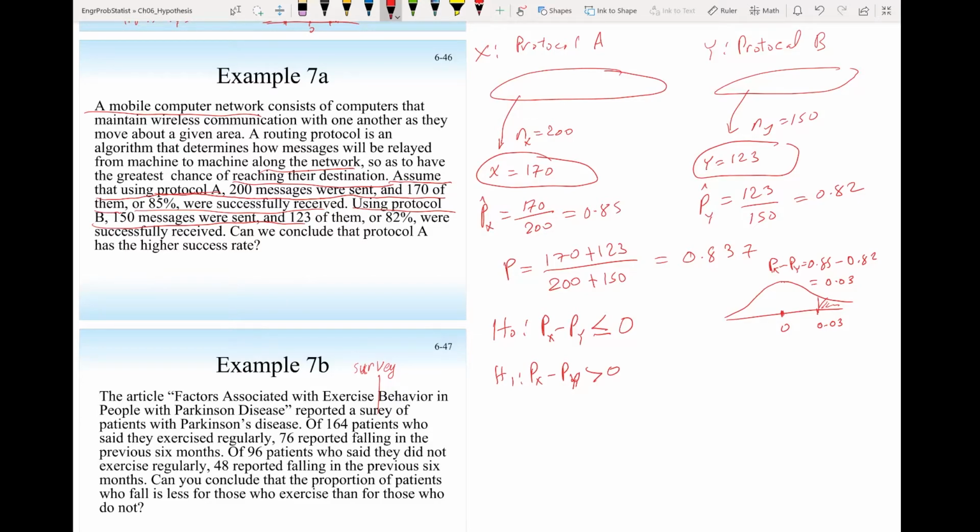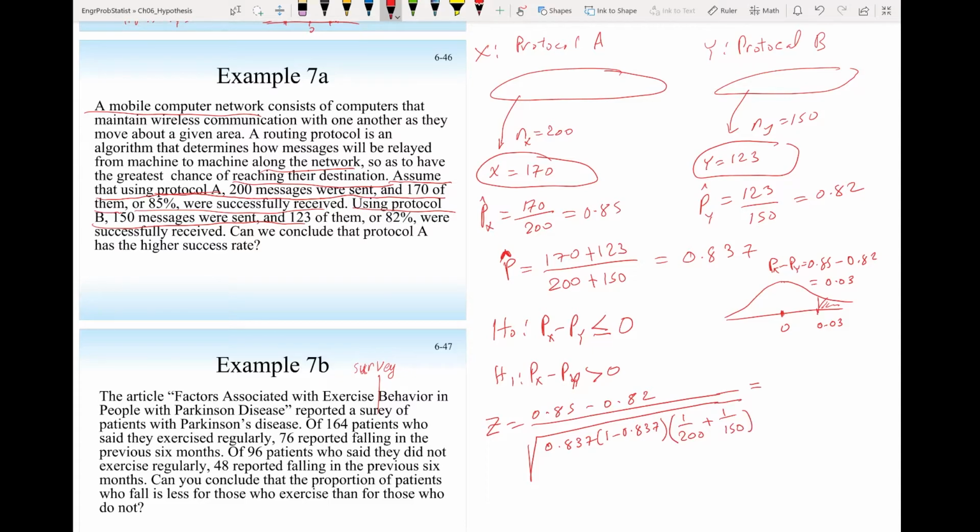If that p-value came larger than 5%, 10%, then I will not be able to reject the null hypothesis. So to calculate the z-score, it will be px minus py, so that is 0.85 minus 0.82, divided by the square root of p hat, the pooled p hat, which is 0.837 times 1 minus 0.837 times 1 over nx, 1 over 200, plus 1 over ny, 150.